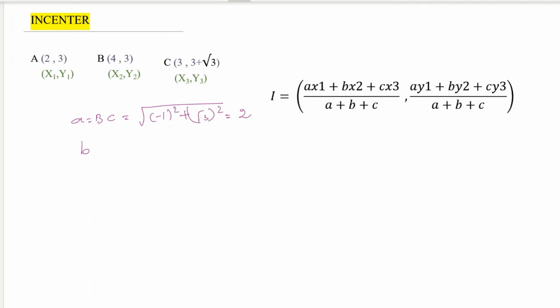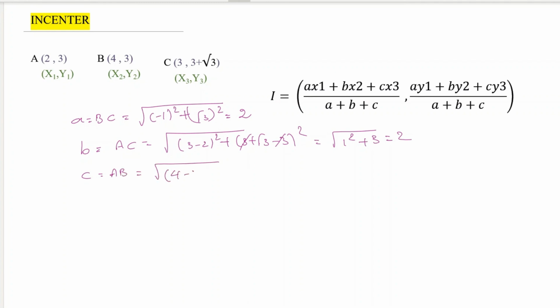This will be 2. Similarly for b, b is nothing but the distance between points A and C. Here we have root of (3 minus 2) whole square plus (3 plus root 3 minus 3) whole square. 3 minus 2 is 1, so 1 square. 3 and 3 will get cancelled out. Root 3 whole square is 3. This gives 2. c is nothing but the distance between points A and B. We'll have root of (4 minus 2) whole square plus (3 minus 3) whole square. That gives 2 as the result. So a, b and c values we have here. Here all values are 2. They need not be the same, but here we have got the same values.